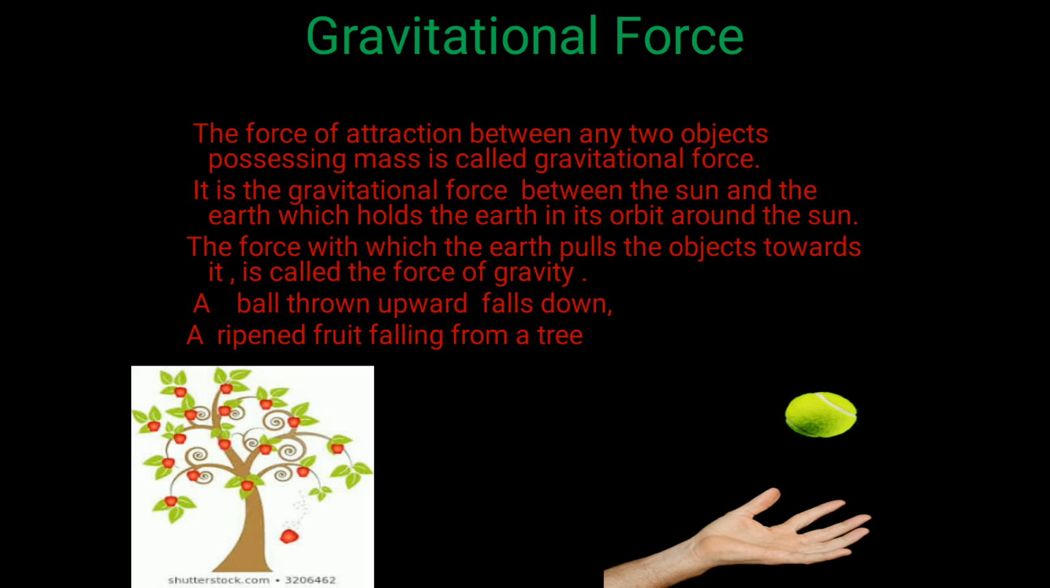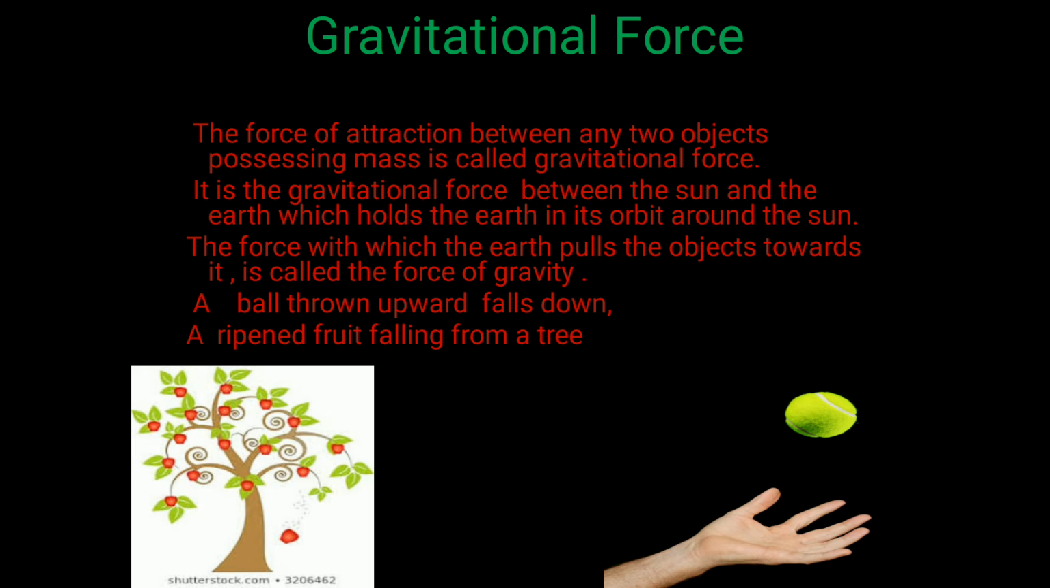It is the gravitational force between the sun and the earth which holds the earth in its orbit around the sun, and it is the gravitational force between earth and the moon which holds the moon in its orbit around the earth. The gravitational force between two ordinary objects having small masses, like two stones, two books, or between you and your friend, is very weak and cannot be detected easily. The gravitational force becomes strong only if one of the objects has a huge mass like the earth.